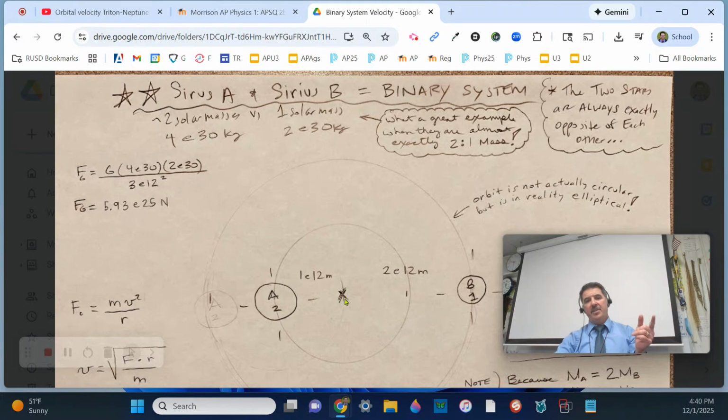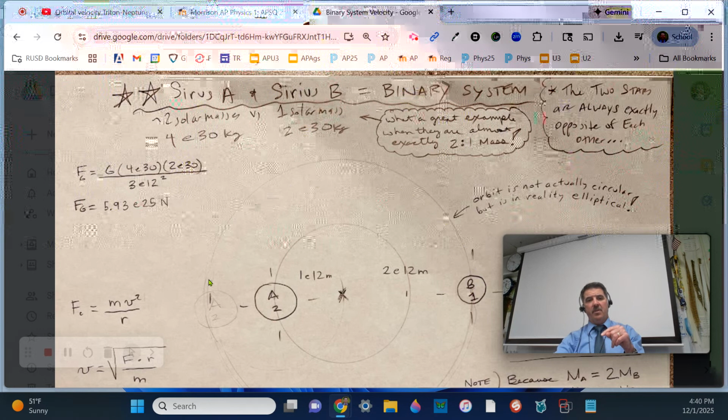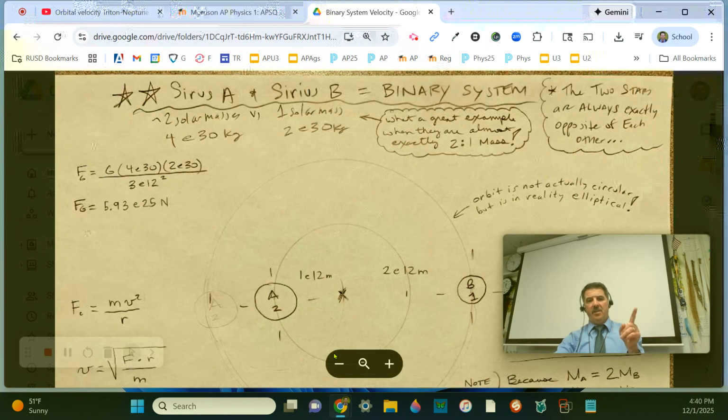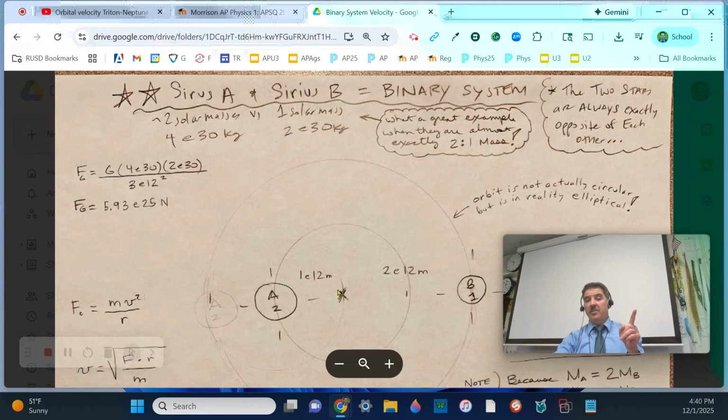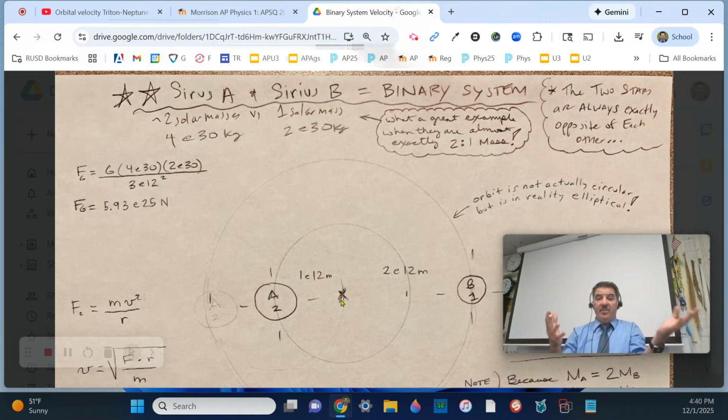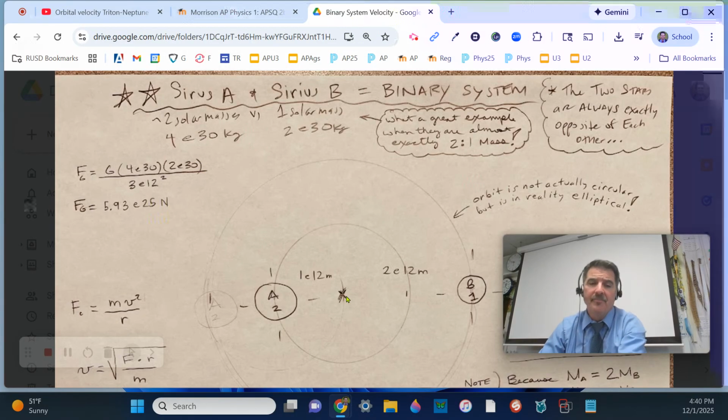So the distance of this from the center, and it's rotating around the center of mass, is twice as big as the distance to the center of this one as it rotates around the center of mass. And remember, they're always going exactly opposite around each other. They're rotating around a point in space, which if you drew a dot, that would be the center of the radius, right there at the center of mass of the system.